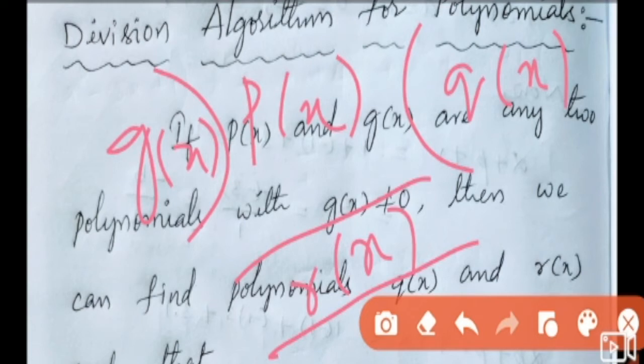Okay, any polynomial p of x, you can divide with the polynomial g of x, then we get a quotient and a remainder. So we can call this the division algorithm for the polynomials. Now let me discuss the exercise problems.